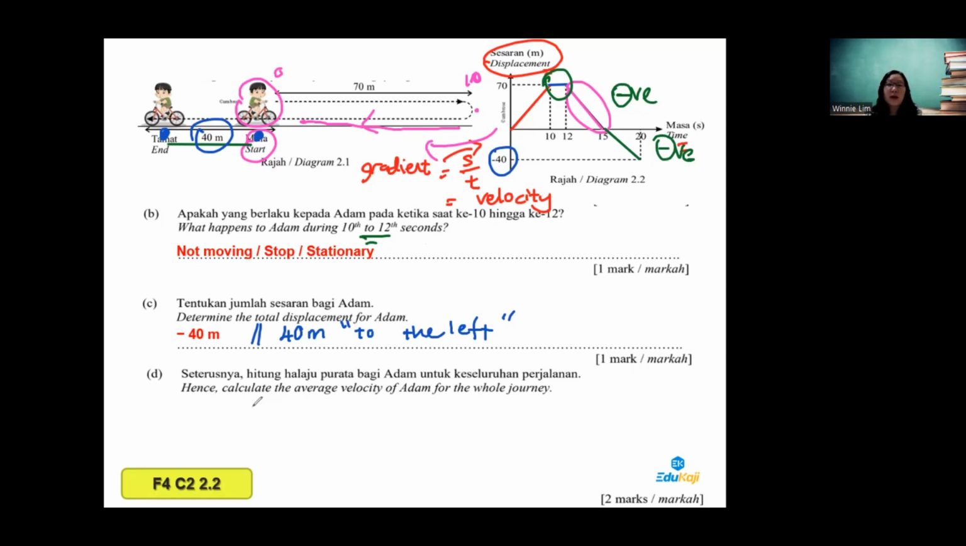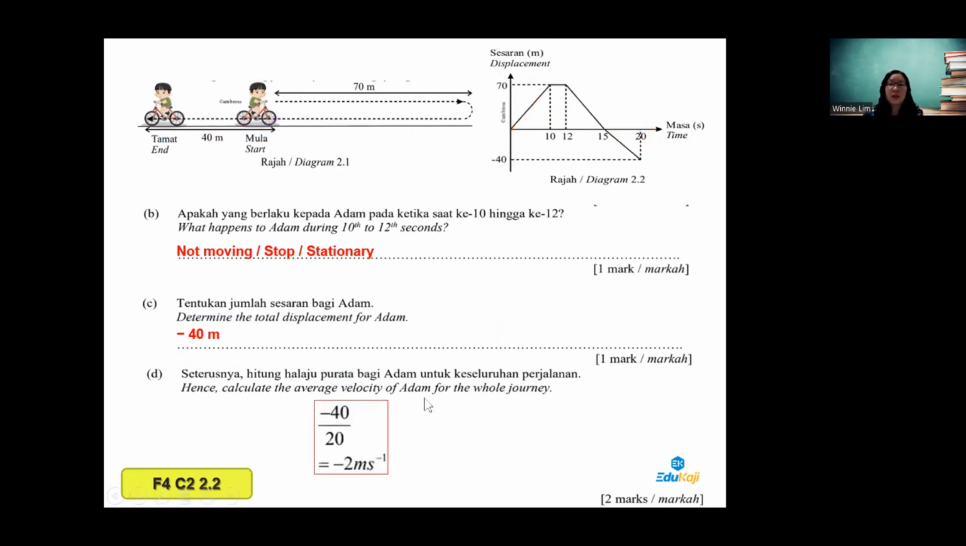Next. Hence, calculate the average velocity of Adam for the whole journey. So what is the formula for average velocity? Average velocity is total displacement over total time. So you already have total displacement from C. And what is your total time? Your total time you get from here, which is 20 seconds for the whole journey. So hence, you just need to use negative 40 divided by 20. Therefore, you will get negative 2 meter per second. Correct substitution, 1 mark. Correct answer with unit, 1 mark.